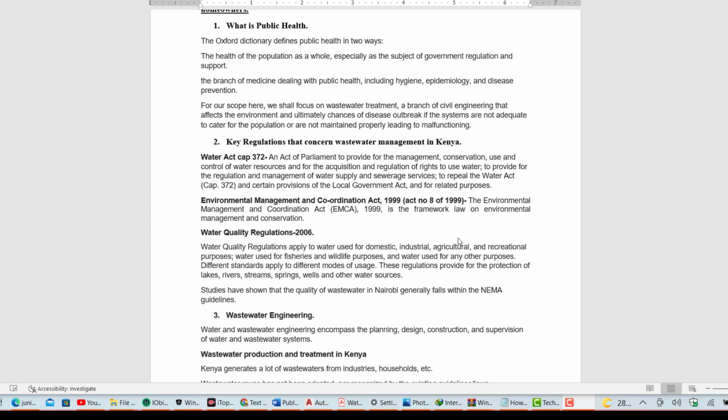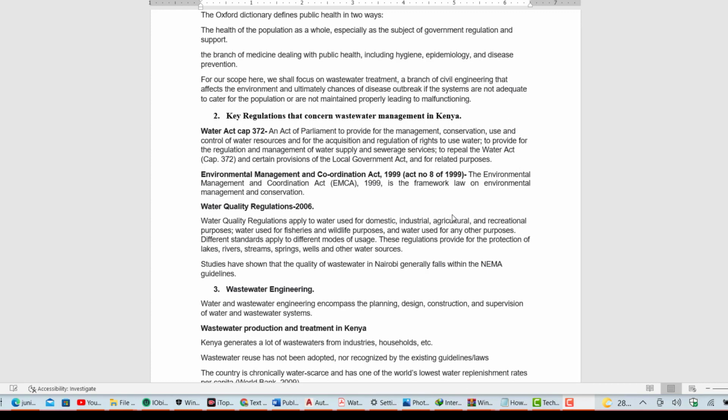And then we also have water quality regulation. This is a piece of regulation that was passed in 2006. So it applies to water used for domestic, industrial, agricultural, and recreational purposes, water used for fisheries, wildlife purposes, and water used for any other purposes. Different standards apply to different modes of usage. These regulations provide for the protection of lakes, rivers, streams, wells, and other water resources.